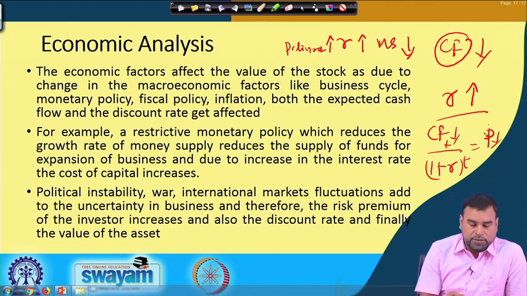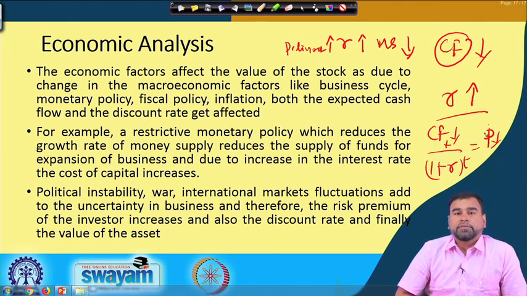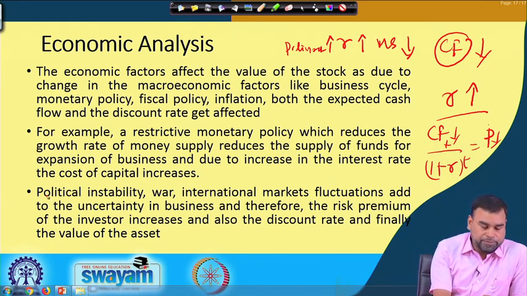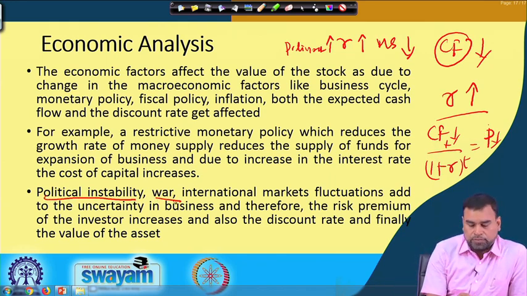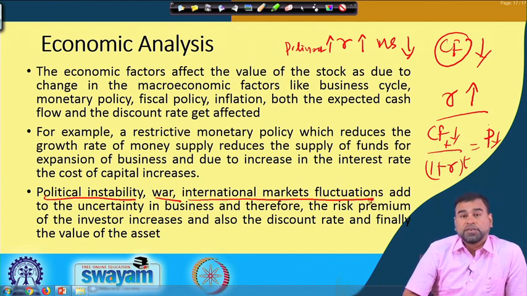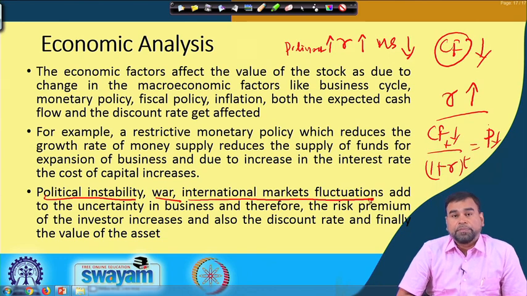Apart from this, there are some other typical factors that also increase the risk, and accordingly the discount rate also gets affected by that. What are those? Political instability, war, international market fluctuations, all these things. For example, something has happened in the US market.